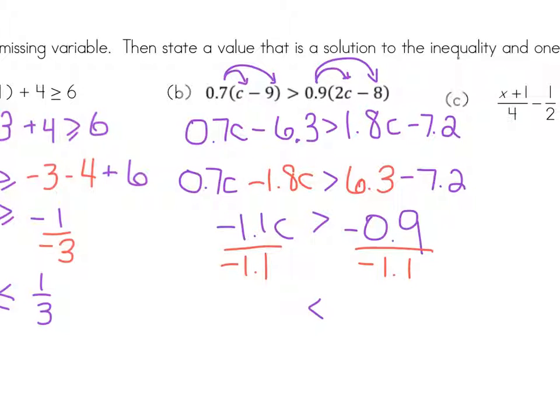So our final answer will be C is less than, and if you type this in your calculator, you're going to see that it looks like 0.8181818182. Well, we know that our calculator is just rounding for us, so I'm going to leave this as a decimal. I could convert it to a fraction, but I'm not going to bother doing that. I'm just going to leave this as 81/100ths repeating.